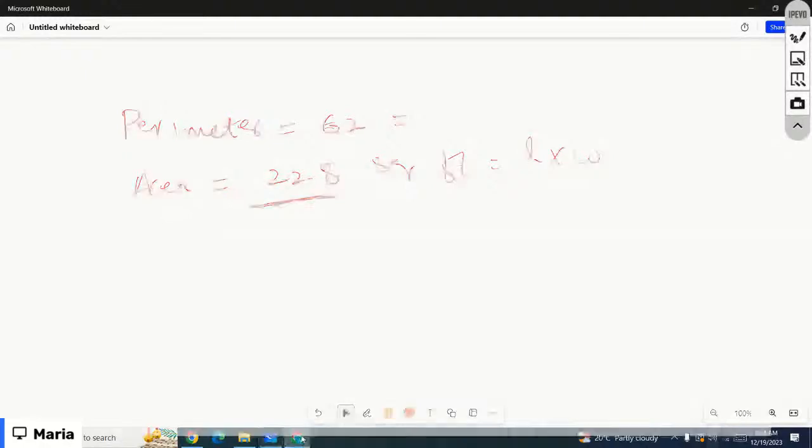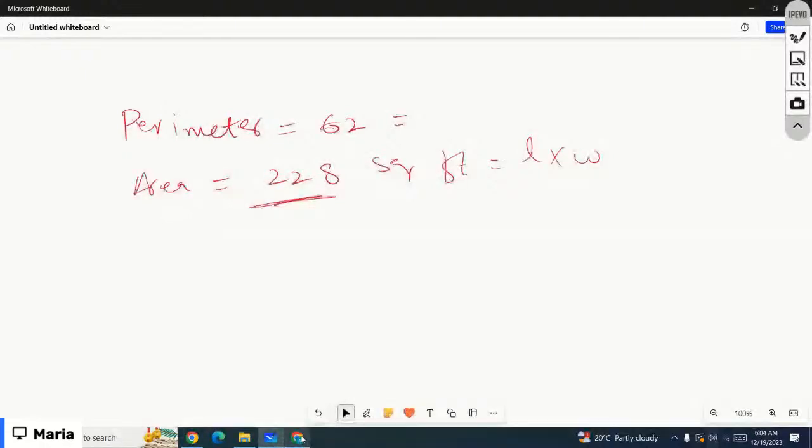The two numbers whose product is 228 are 12 and 19. When you multiply 12 times 19, that is 228. Let's just add them and see if they make 62: 12 plus 12 plus 19 plus 19. So when you add them, 12, 24, 43, 62. Yes, together they make 62. So the correct option is 12 by 19. That means the dimensions of the porch are 12 by 19, right?